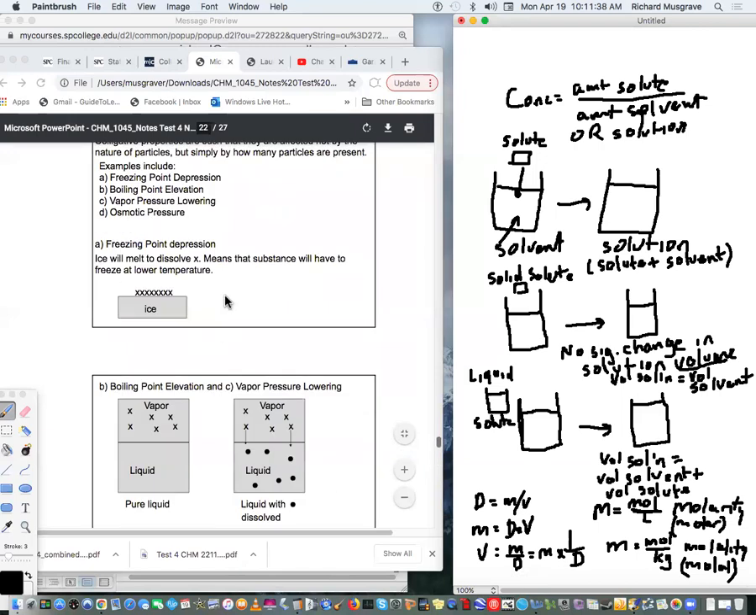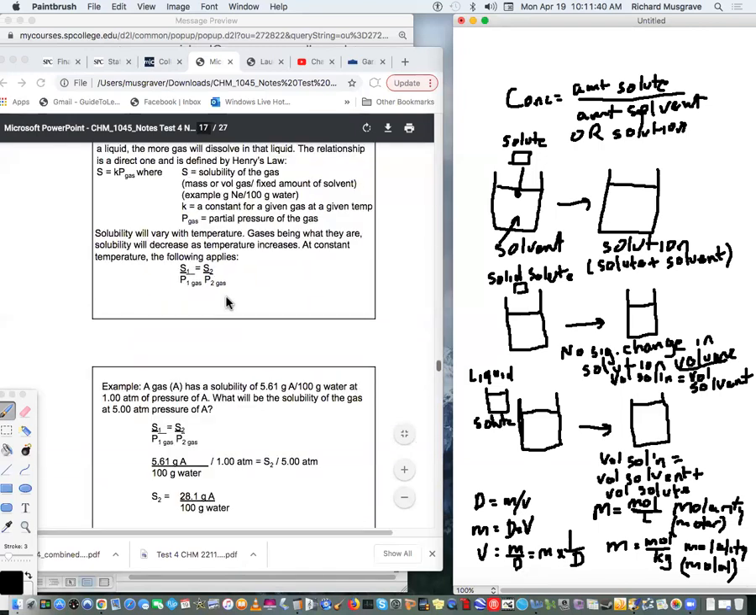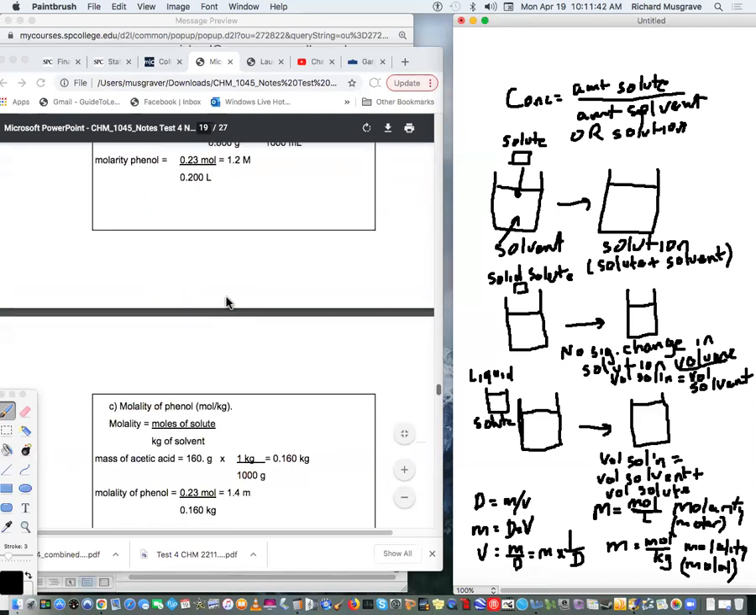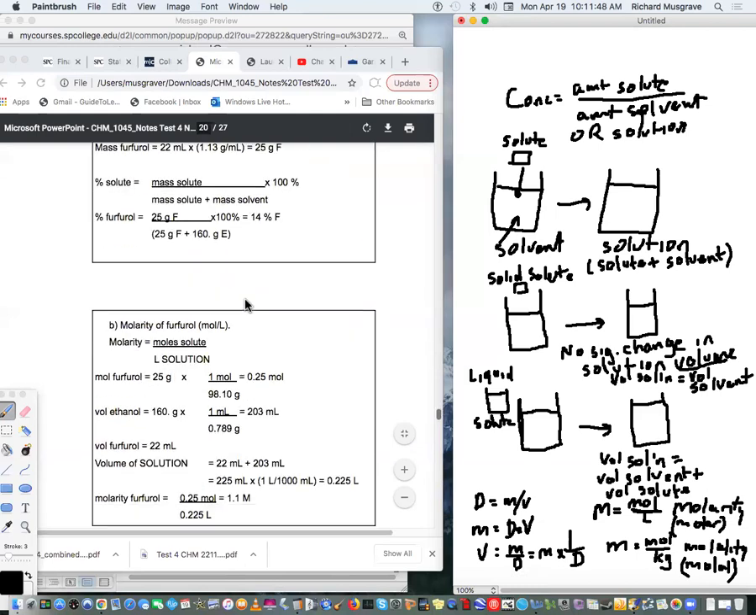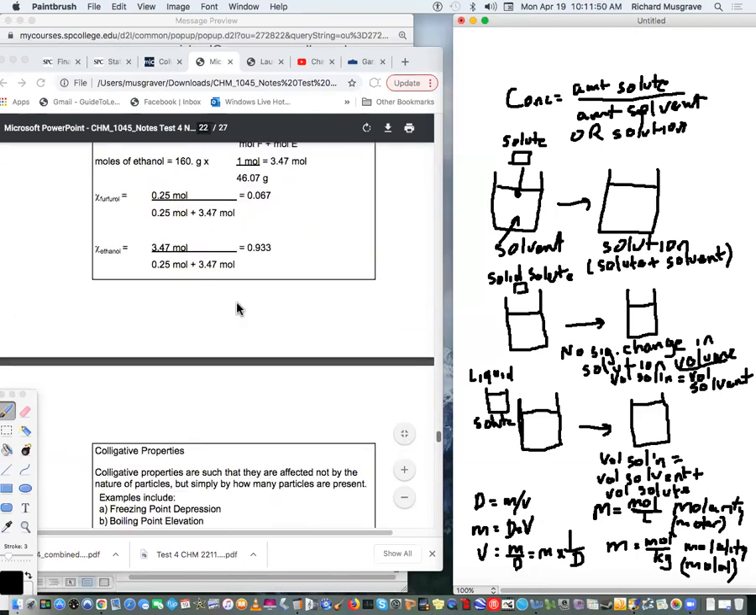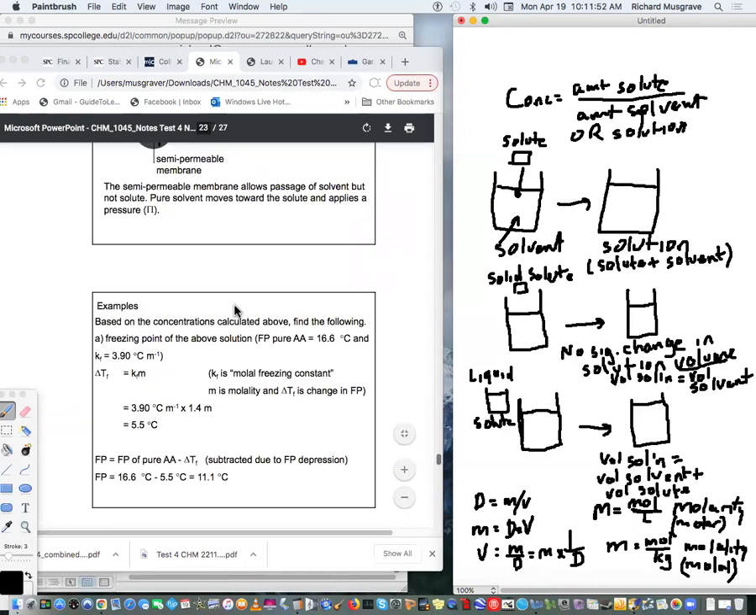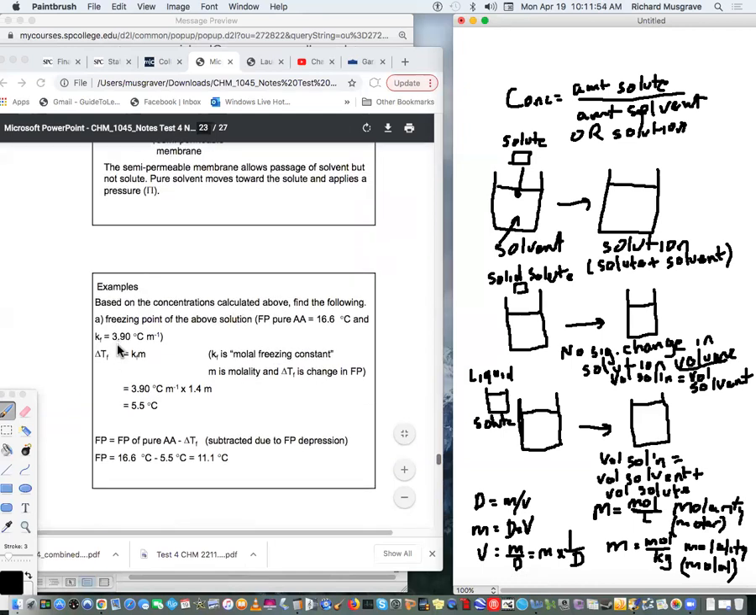Now we did get the molality up here. At this point, molality of phenol came out to be 1.4 little m. So what we do is we take the molal freezing constant, which we're given, 3.90 degrees Celsius per molal, multiply it by 1.4 molal, and you'll see that the molals cancel, and we're left with 5.5 degrees Celsius. What does this represent? Well, it represents a change in freezing point.